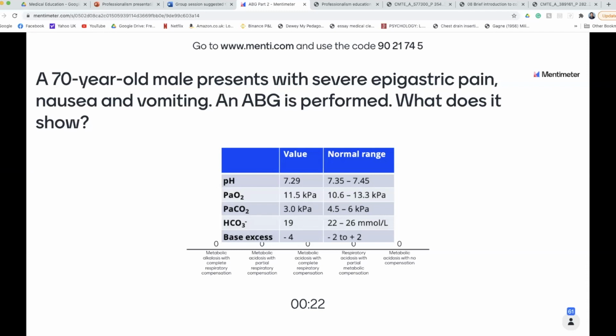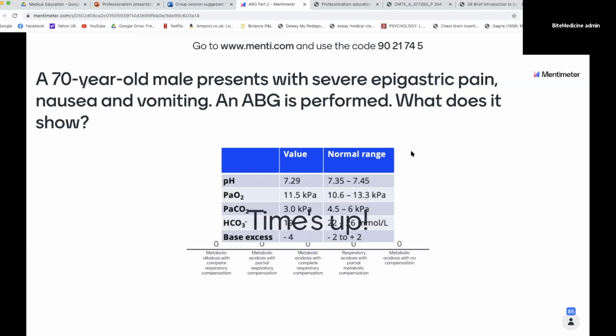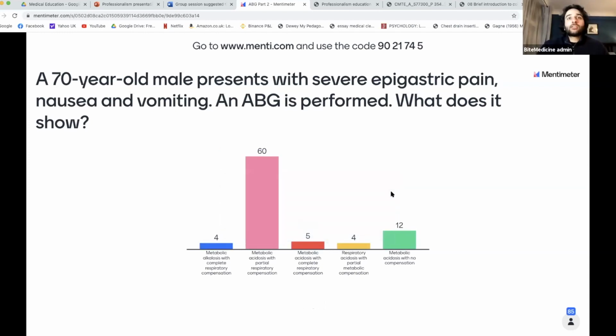20, 25 seconds left. A few of you still thinking. Three, two, one. There you go. Brilliant. Well done, everyone who put that answer.